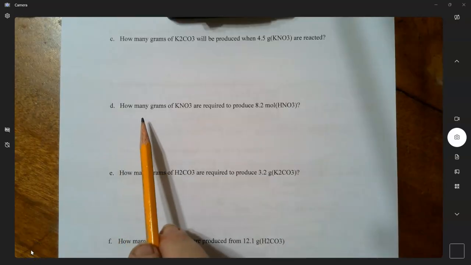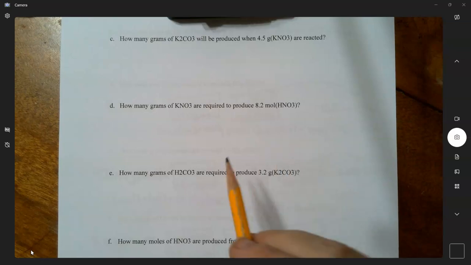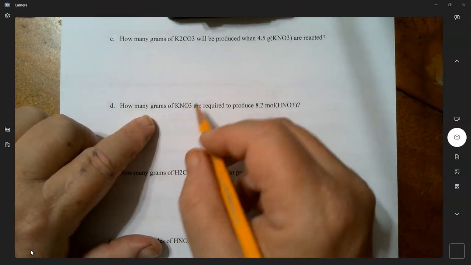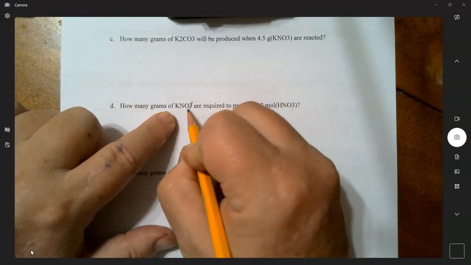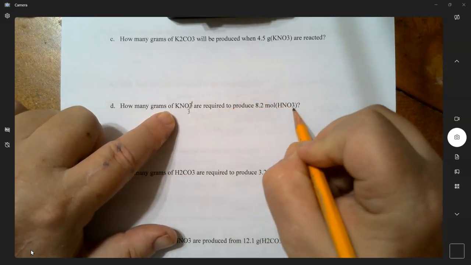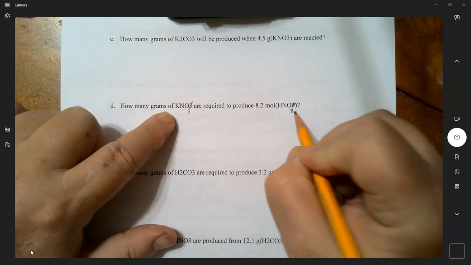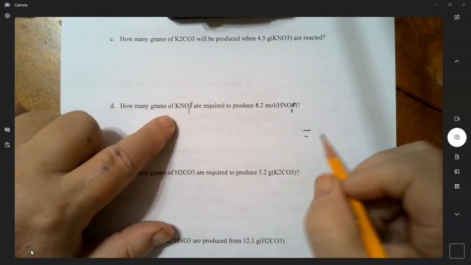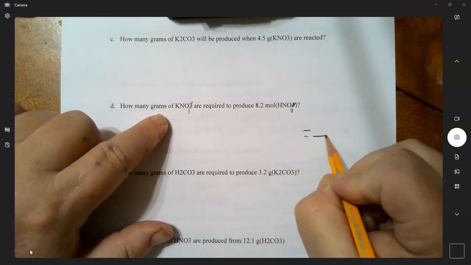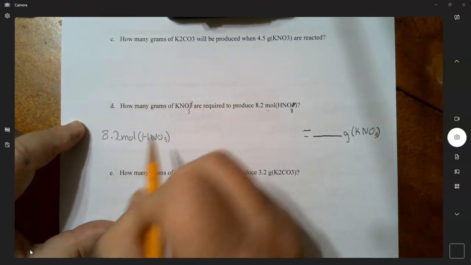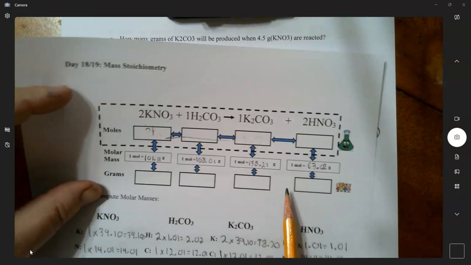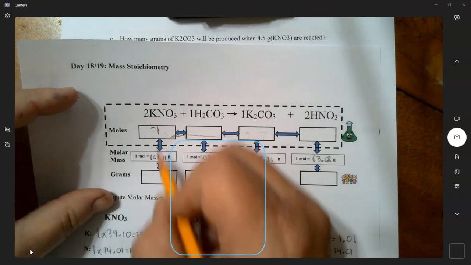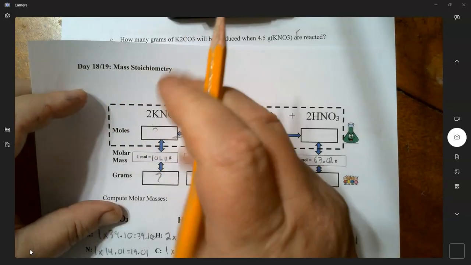Okay, next I'll do D. That's a grams to moles problem, so we're trying to find how many grams of KNO3. Again, these should all be subscripts, so that's a subscript 3. We want to know grams of KNO3. So we're going to put grams of KNO3 as our question mark. That's going to be down here.